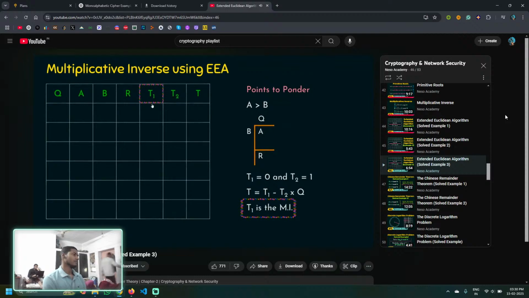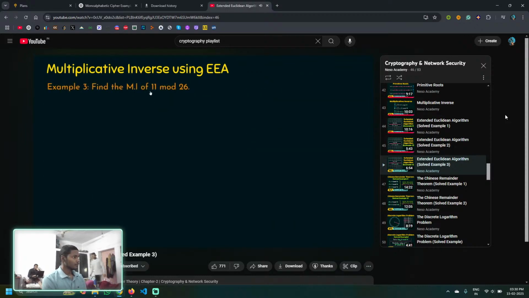With this knowledge, let's see example number 3. The question is, find the multiplicative inverse of 11 mod 26. So there are 2 numbers given here. One is 11 and the other one is 26, and we want to find the multiplicative inverse of 11. So 11 is multiplied by its inverse. When that result is divided by 26, we should get the remainder as 1. What's that number? That's what we are going to find.